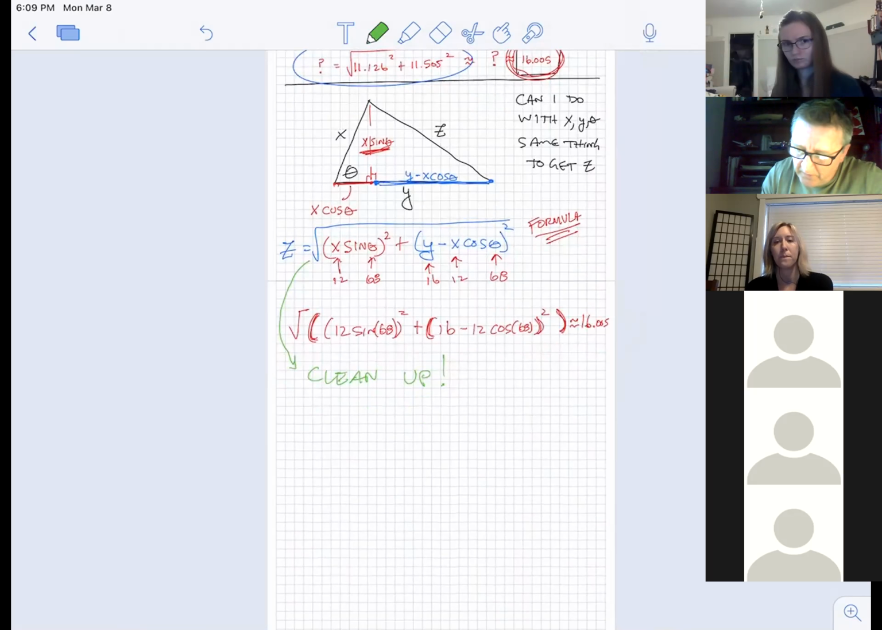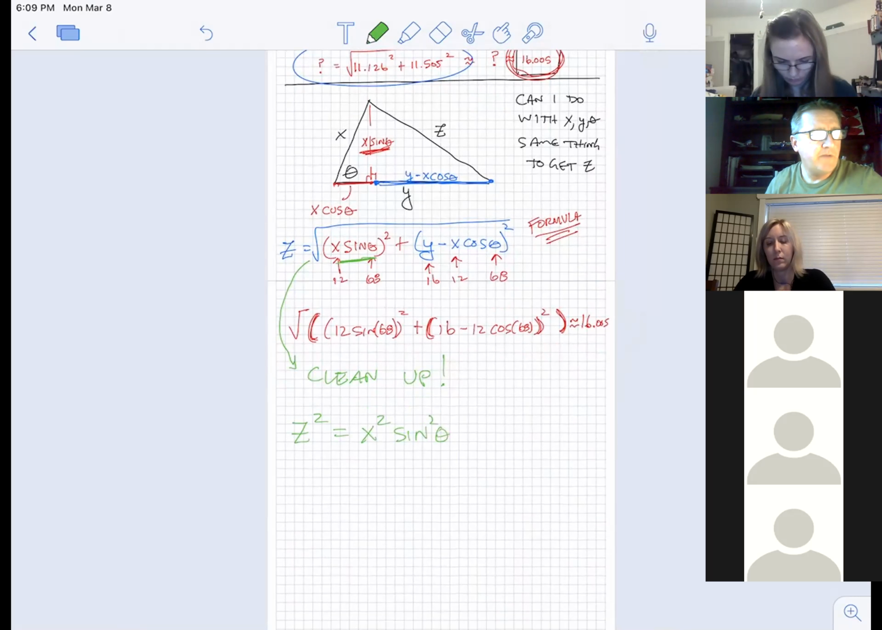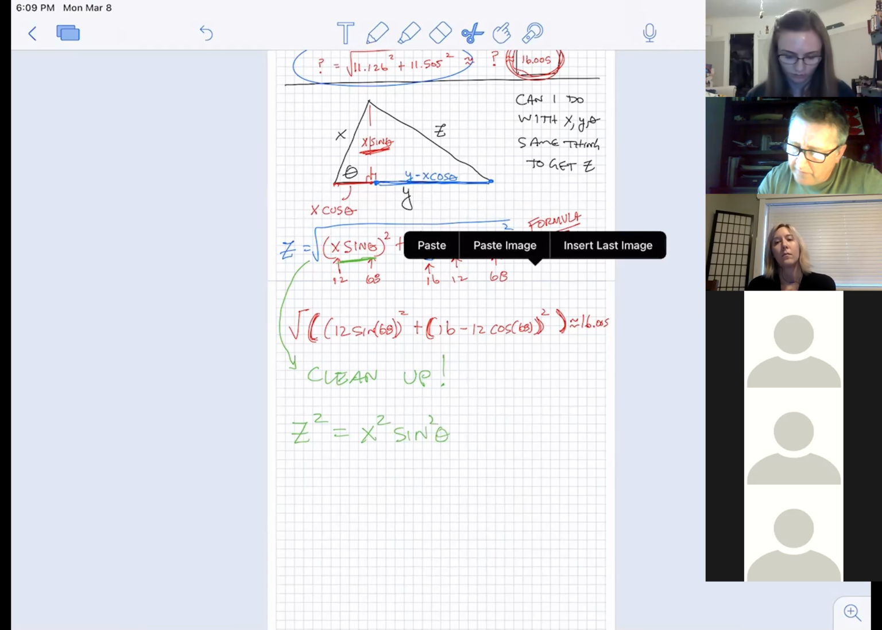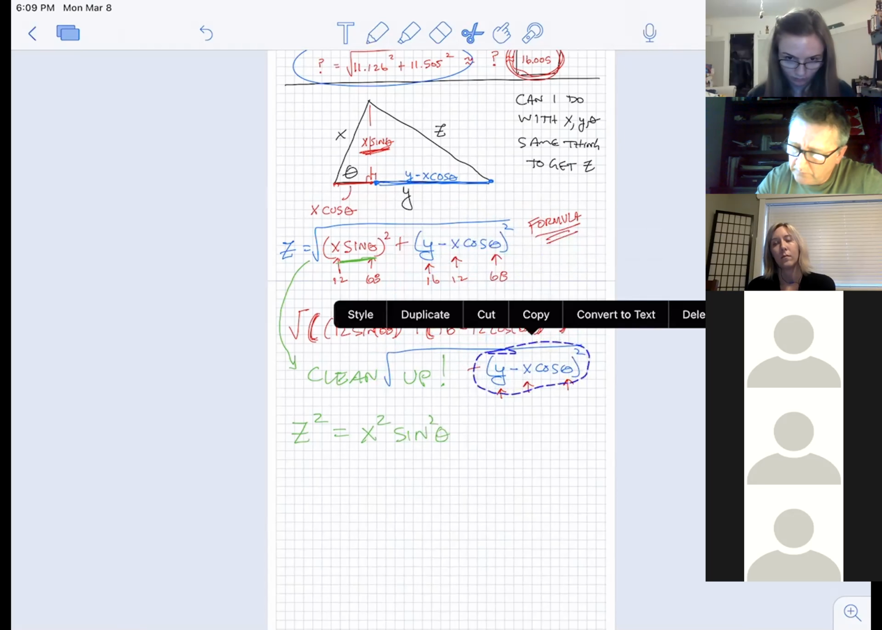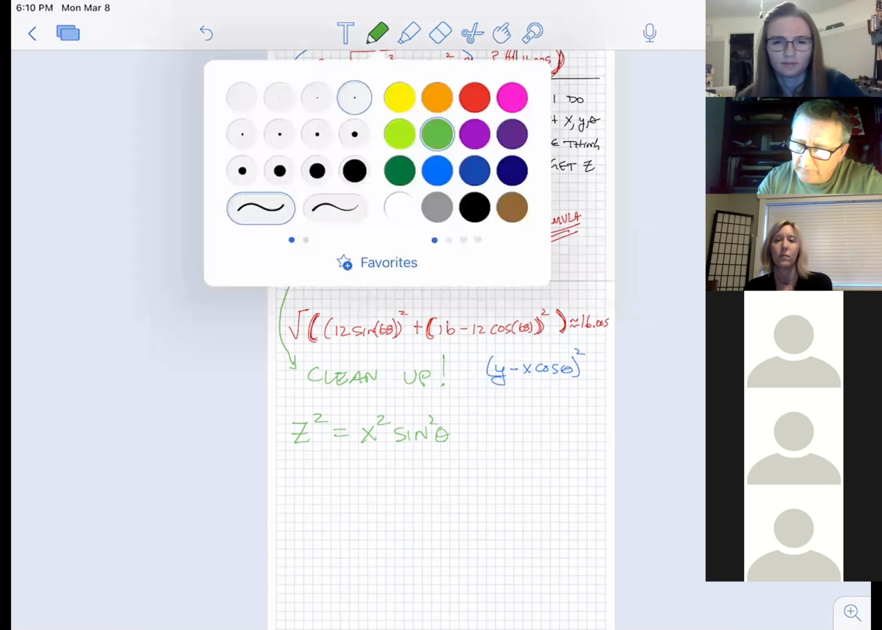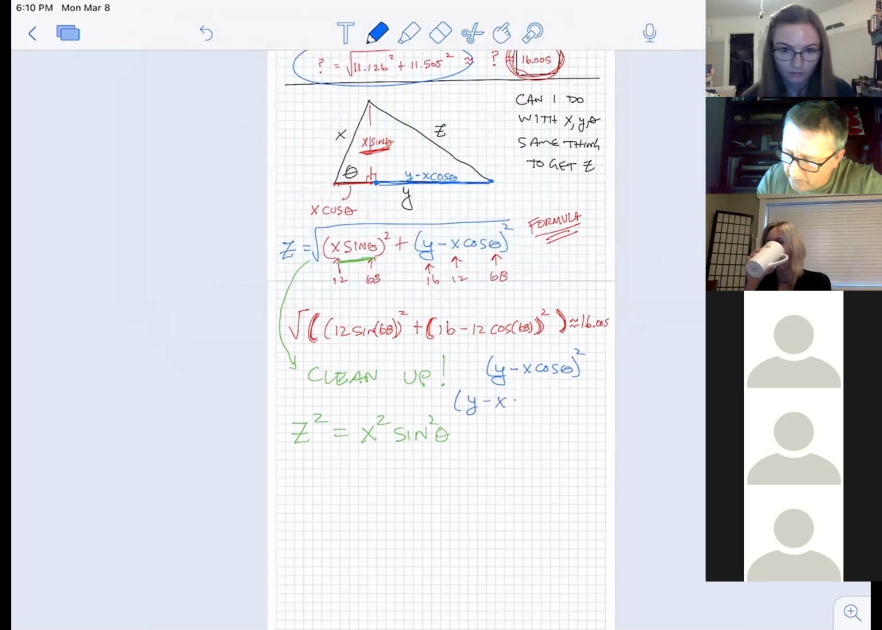Well, first of all, I could just square both sides to get rid of that square root. And if I'm squaring x times the sine of theta, doesn't that mean there's an x squared and a sine squared? Do you agree with that? But why is that more complicated? Why is that a lot harder to square? There's a subtraction in there. So this really means y minus x cosine of theta times y minus x cosine of theta.